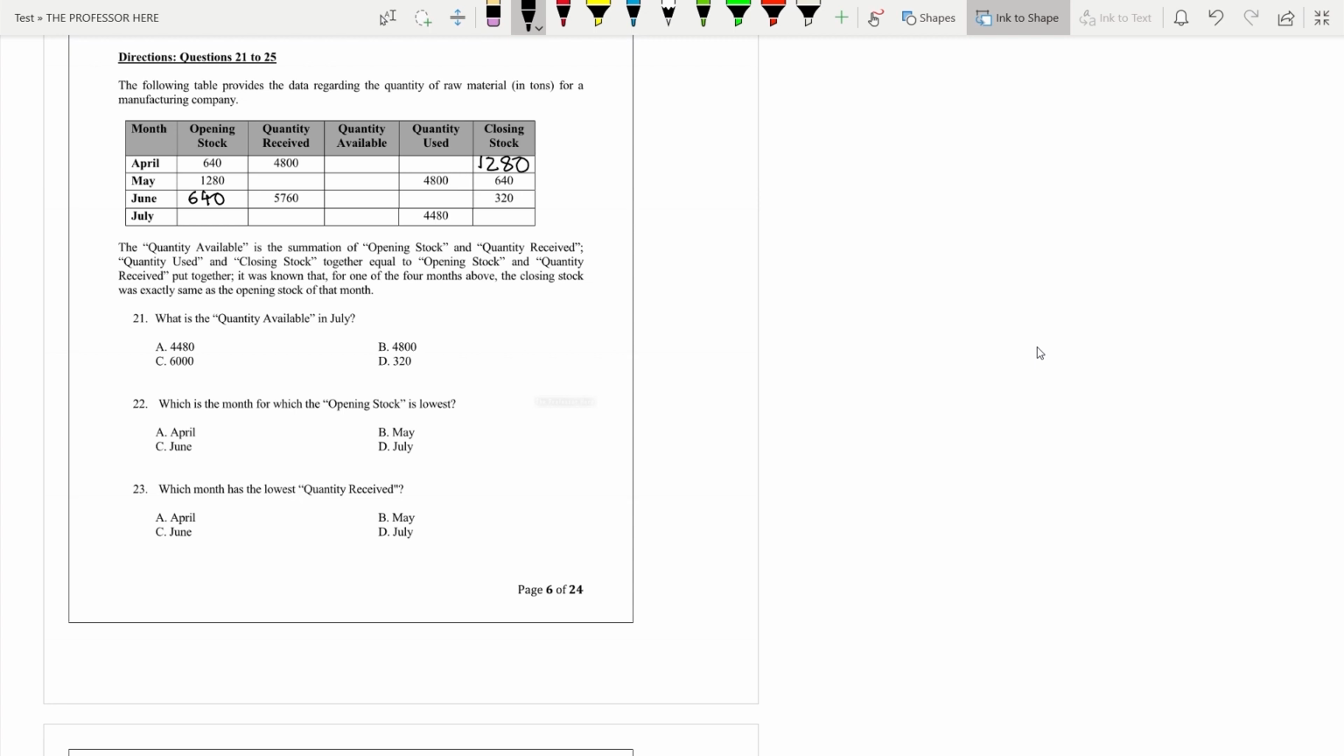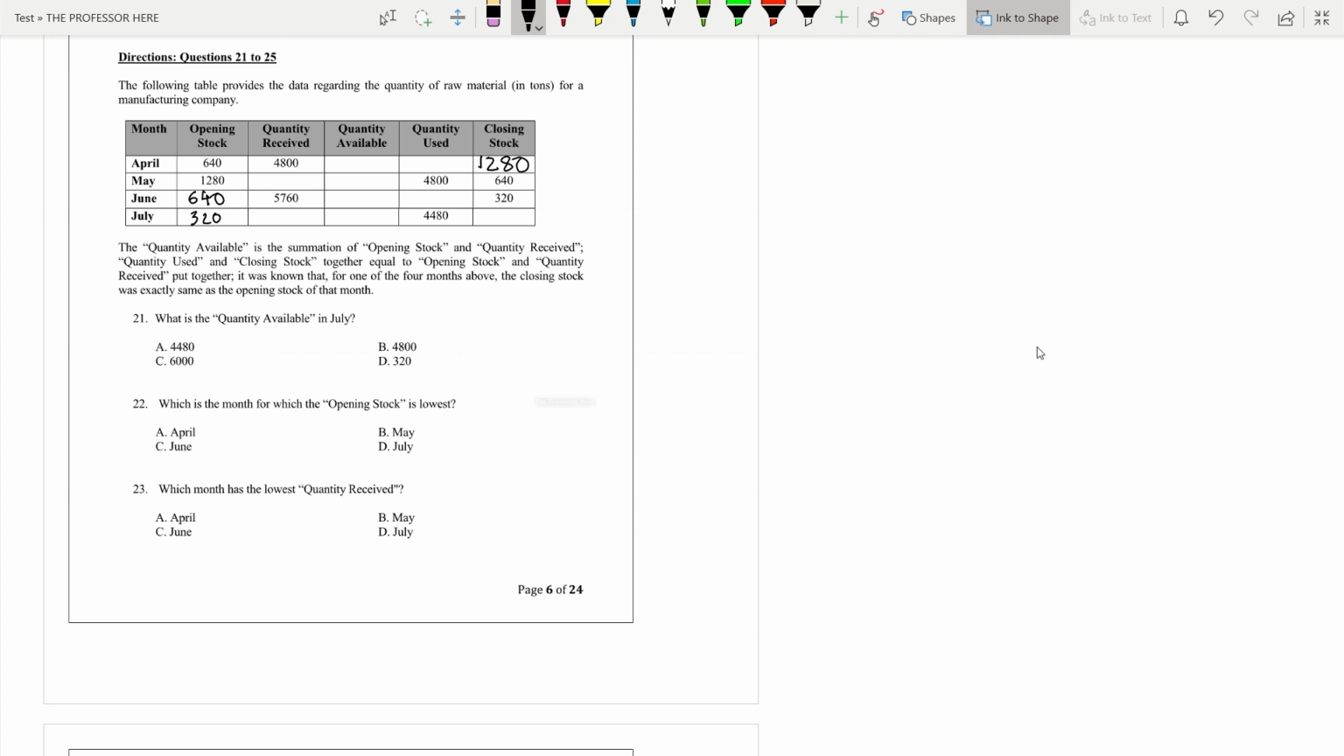So July it is 320. I hope you understood this much. So let's come back to the point in this question. For one of the 4 months above, the closing stock was exactly same as the opening stock of that month. So if you look at each month, the closing stock of April is 1280, opening stock 640. In May it is not same, in June it is not same. So in July, to satisfy this condition, it has to be same.